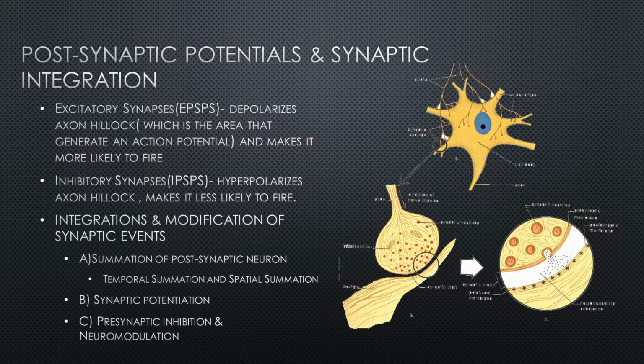Synaptic potentiation is warming up a synapse. Sometimes during presynaptic inhibition, one neuron will inhibit another one. In neuromodulation, other molecules can affect a neuron's firing, for example, hormones.